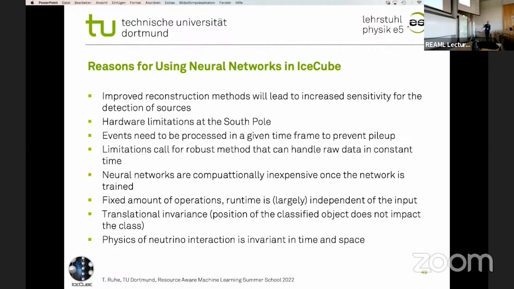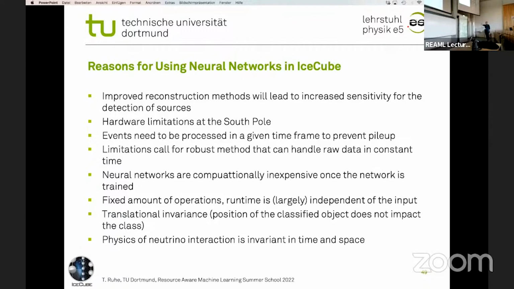You can imagine you cannot have an arbitrarily large computing farm at the South Pole. A lot of our information has to be sent by satellite, so there are bandwidth constraints that apply. And what's also important, we need to process the events in a given time frame to prevent an event pileup. These limitations call for robust methods, and they should ideally be able to handle raw data and do that in a constant amount of time. Neural networks are computationally inexpensive once the network is trained, because they perform a fixed amount of operations, and the runtime is then largely independent of the input.